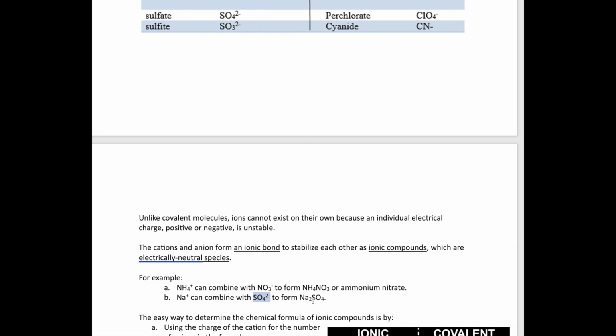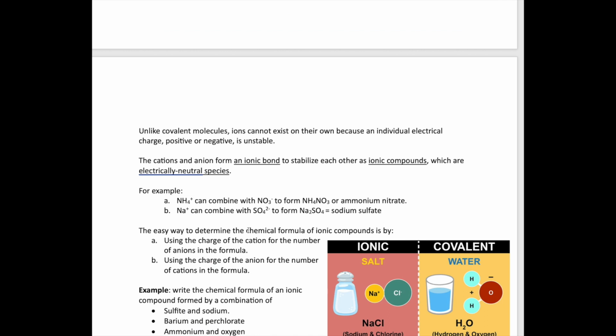Okay, so then what do you get? You get Na2SO4. Now the 2 here is indication that there's 2 sodium that needs to combine. The name is simply just sodium sulfate. So you just use the name of the ion and then the name of the polyatomic ion.